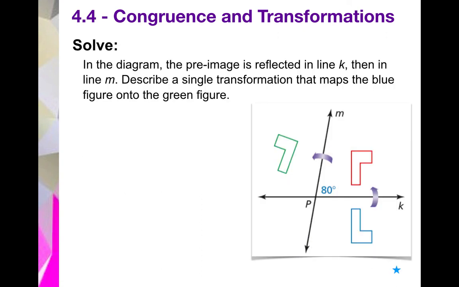So if we look at this in the diagram, we have two intersecting lines, and we reflect across line K, and then we reflect across line M. It's as though we took this figure and just rotated it around until it finally got to this green figure over here. And since the angle between these two lines is 80 degrees, then we know the angle of rotation from here to here is going to be twice that, or 160 degrees.